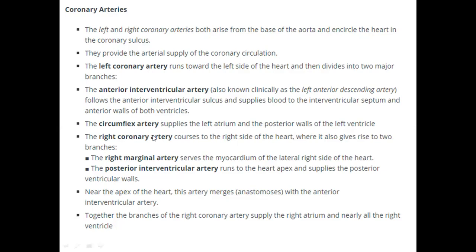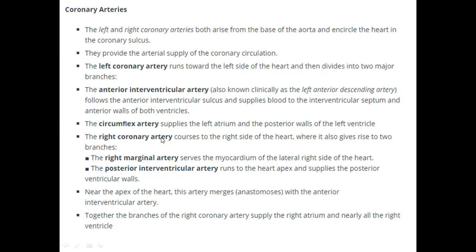Now let's look at the right coronary artery. The right coronary artery courses to the right side of the heart, where it also gives rise to two branches. What are the two branches? The right marginal artery and the posterior interventricular artery.